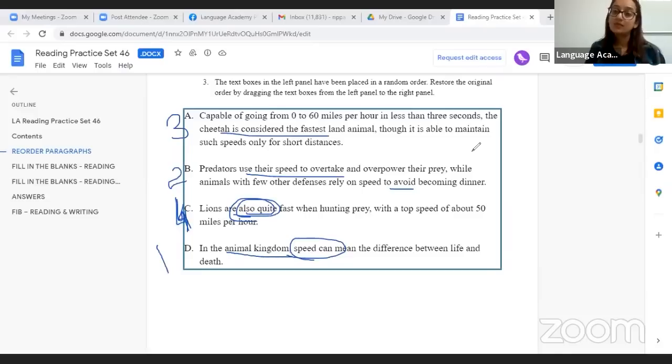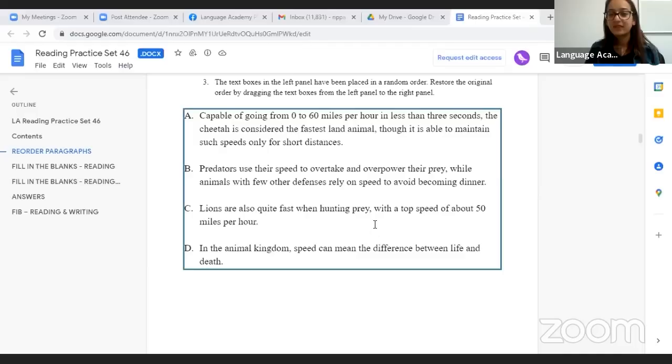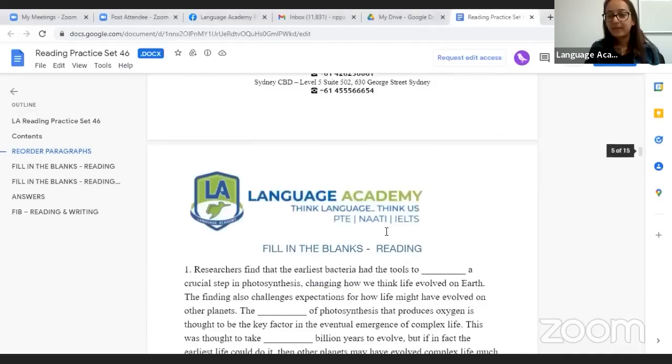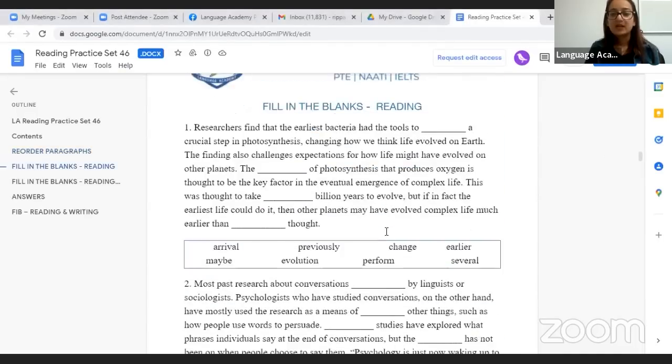Any doubts in this one? Assuming no doubts. Okay. Let's start with the first question of reading blanks, and you take only 2 minutes and answer.